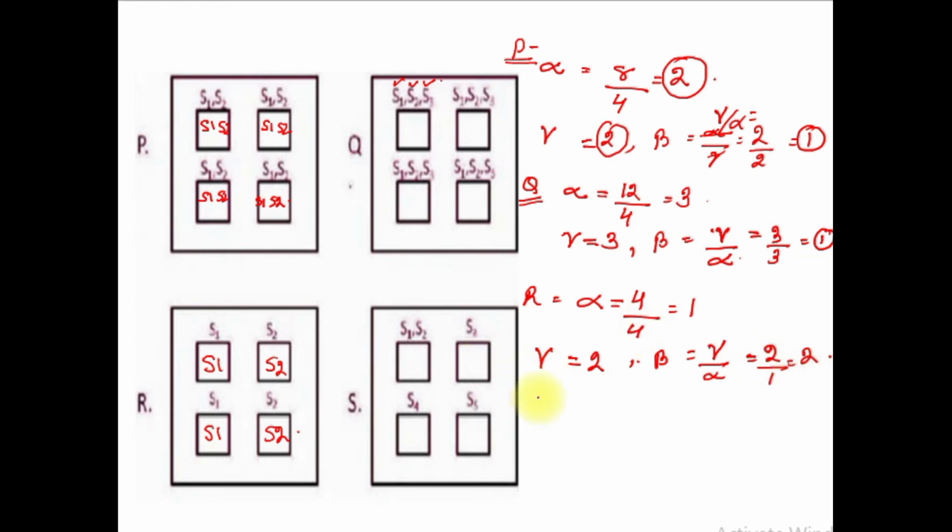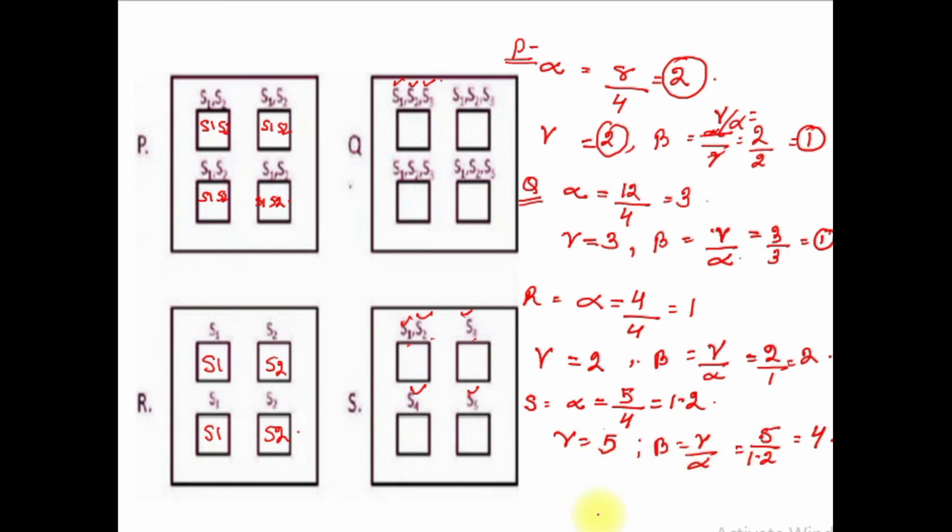In the same way we will calculate for S. Here for S, alpha will be calculated. Here we have S1, S2, S3, S4 and S5, that is 1, 2, 3, 4, 5 species, divided by the total number of habitats, 4. So we will get 1.2, and gamma here is 5, since there are 5 types of species. By this we can calculate beta, gamma by alpha, 5 divided by 1.2, which is about 4.